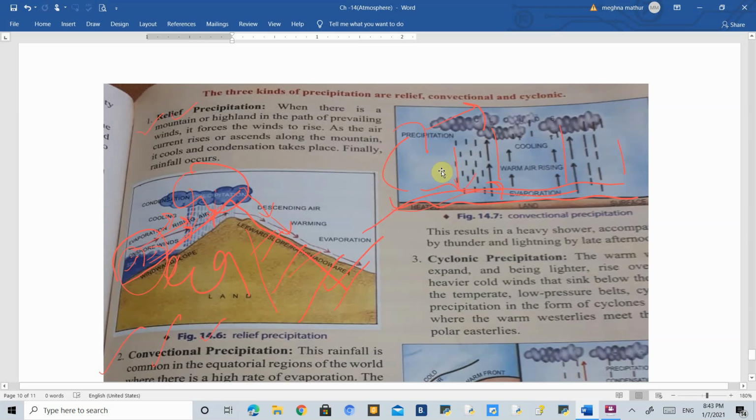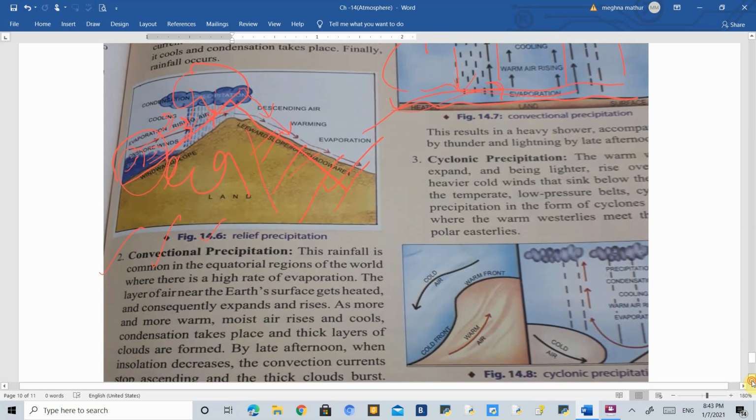The evaporation process will happen, and in the late afternoon heavy black clouds will form, and heavy rainfall with thunderstorms will happen. This is the process of convectional precipitation, which generally occurs near the equatorial regions.